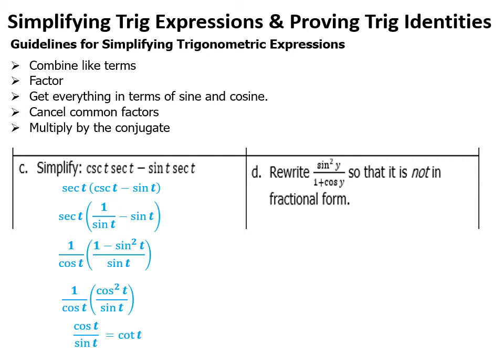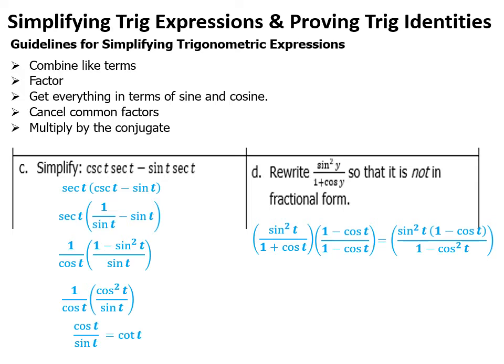The next one, rewrite sine squared of t over 1 plus cosine of t so that it's not in fractional form. So we start with multiply by the denominator's conjugate. So multiply top and bottom by 1 minus cosine of t. Leave the top factored out. The bottom multiplies to 1 minus cosine squared of t, which is the same as sine squared of t. The sine squareds cancel, and we're left with 1 minus cosine of t.